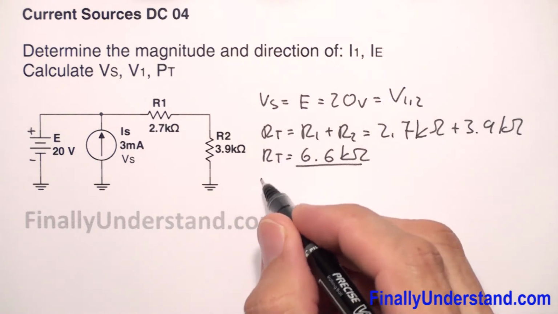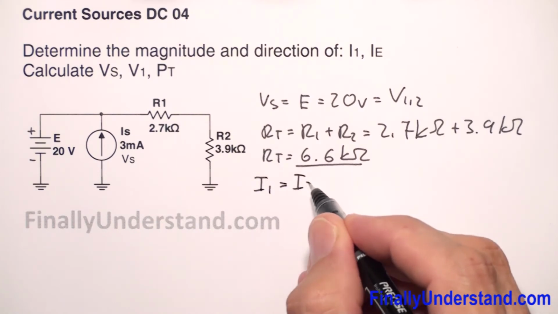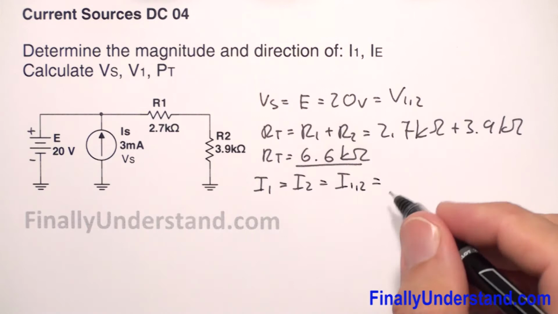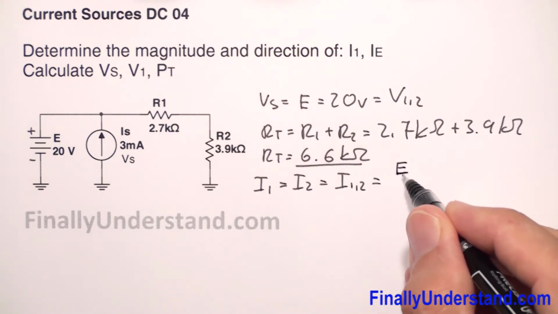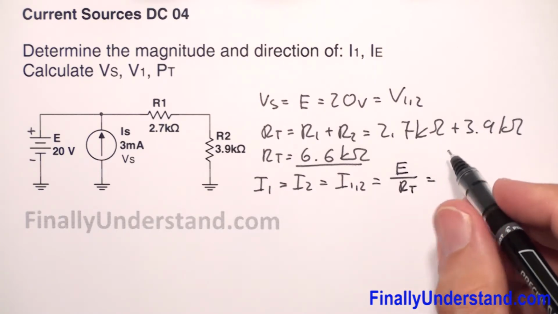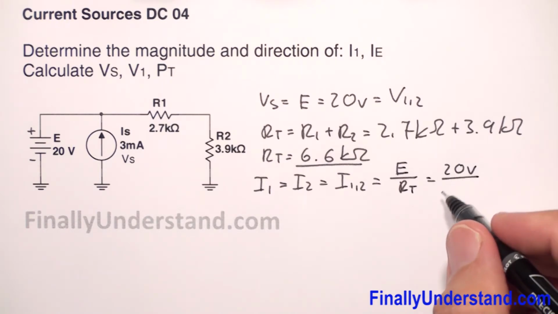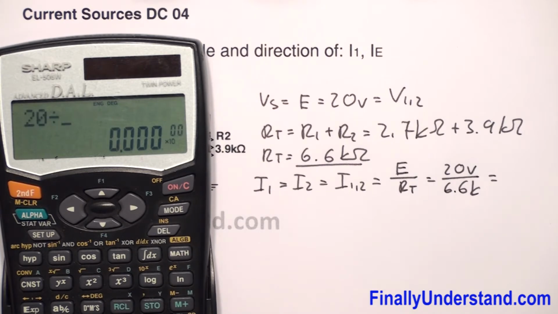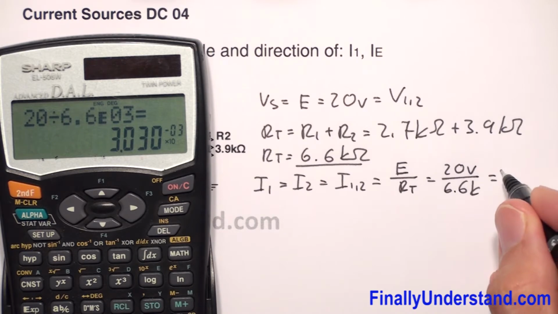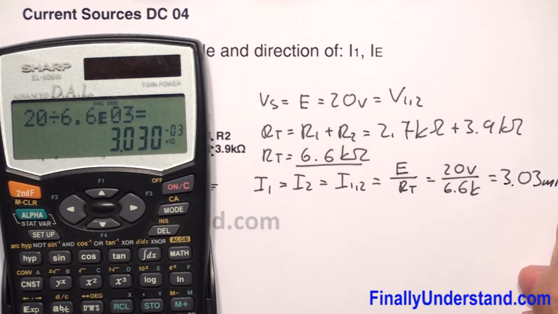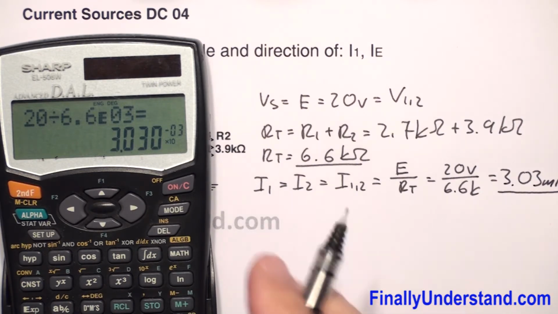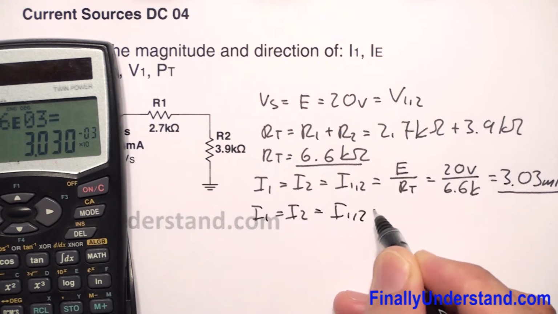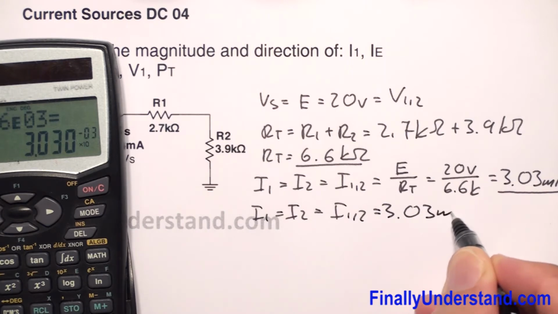So in order to find the current I1, which is simply equal to I2, if you combine these two resistors together, we can say this is I12. This is equal E over R total, where E is equal 20 volts and R total is equal 6.6 K. This is equal 20 divided by 6.6 exponent 3. This is equal 3.03 milliamps. This is my current, right? So I can say that I1 is equal to I2 is equal I12, is equal 3.03 milliamps.